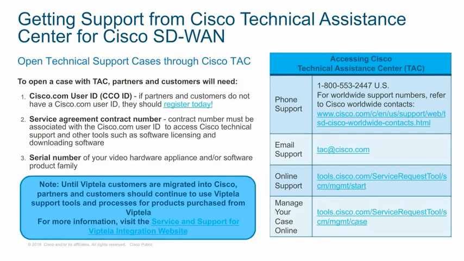As we transition to Cisco, all technical support cases will go through TAC. To open a case with TAC, you will need your Cisco.com ID. If you don't have one, you can easily register for one today. You'll also need your service agreement contract number and the serial number of the device. You can see the contact methods on the right. Please feel free to contact TAC using the easiest method for you.